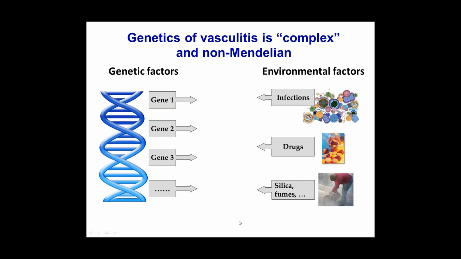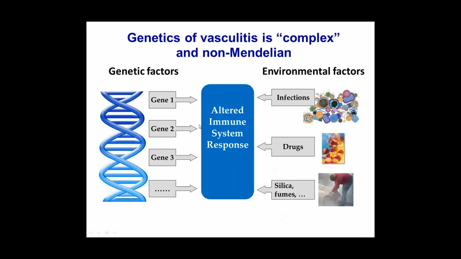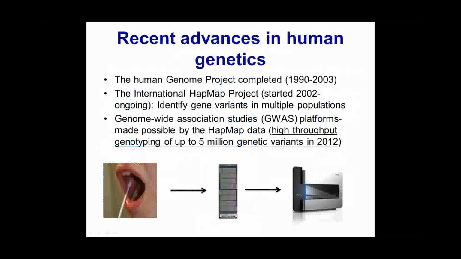So these environmental factors, along with the genetic factors, produce an altered immune system response that ultimately leads to disease. We start with a genetic background, again tens or hundreds of genes, each contributing very little to the risk of the disease. On top of that, we need some environmental factors. Some of them we know of, some of them we largely still don't know. Together, they cause an alteration in the immune system, and then the disease happens.